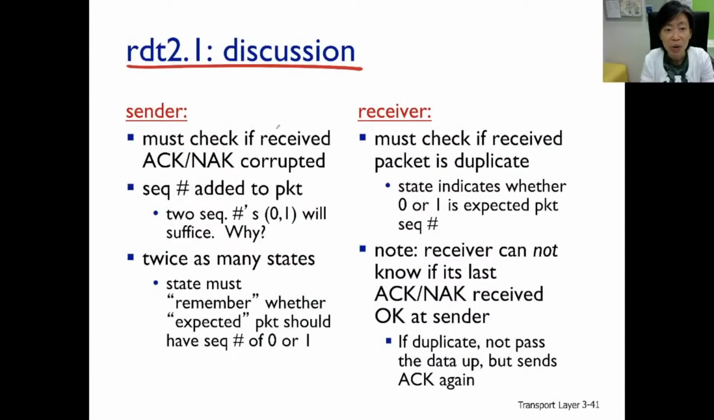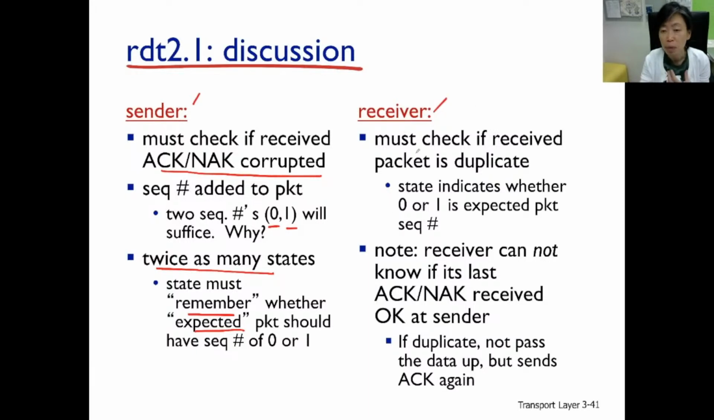Now, this slide is called discussion, but what it does is really the summary of 2.1. So at the sender side, what's special is this. Sender checks whether the ACK or NAK is corrupted. Now, in order to prevent having duplicate packets, the sender side now also assigns a sequence number to the data packet sent. So it's either 0 or 1. And in order to track data packets carrying the sequence number, there are now twice the amount of states and twice the amount of transitions. So the state somehow needs to remember what is the expected sequence number.